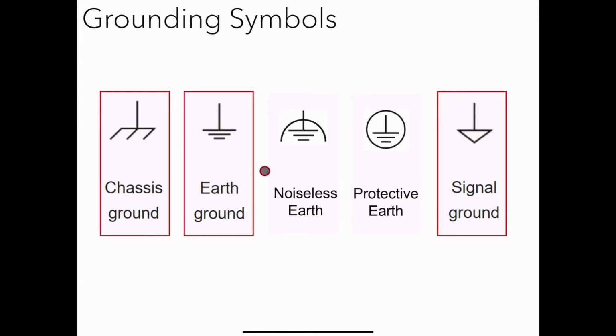The earth ground symbol has two sub symbols, you can say. This is the general one, and then this one with an inverted semicircle on the top is noiseless earth. The one with a full circle enclosing the earth symbol is called protective earth. And the one with one vertical line and a downward pointing triangle is the signal ground.